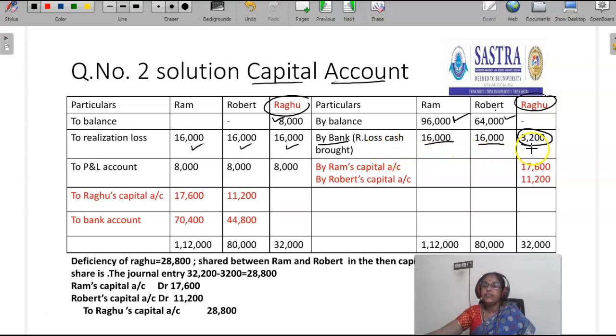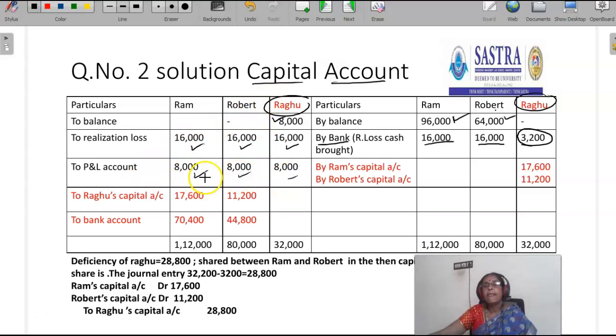Okay. If he doesn't have any private assets, if he doesn't bring any cash, that is also acceptable, because he is an insolvent partner. In this problem, he brings 3,200 rupees from his private assets. Then we have to pass journal entries for the P&L account: capital account debit to P&L account.